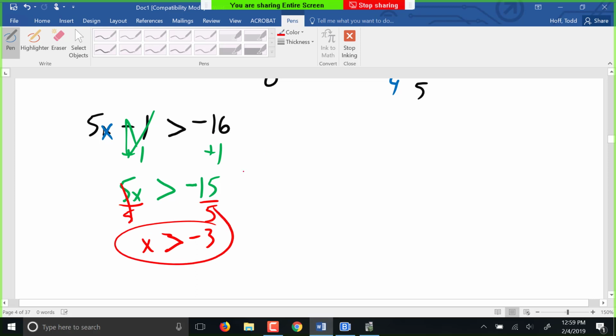That's our solution. For putting that in solution set notation, all values of x such that x is greater than -3.